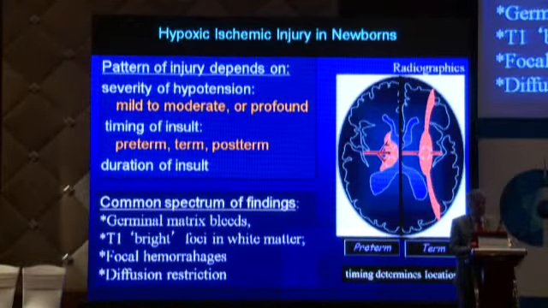It depends on the severity of hypotension, the timing of insult, and the duration of insult. Like I told you, in the preterm, it is more in the periventricular white matter. In the term, it is in the watershed areas and in the gray matter. There's a common spectrum of findings. You'll have germinal matrix bleeds, you'll have T1 bright foci, focal hemorrhages, and you'll have diffusion restriction.